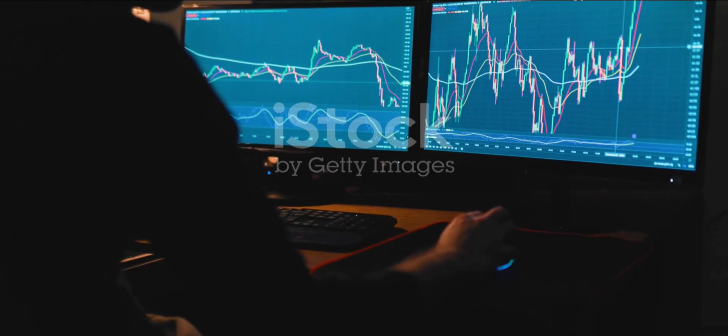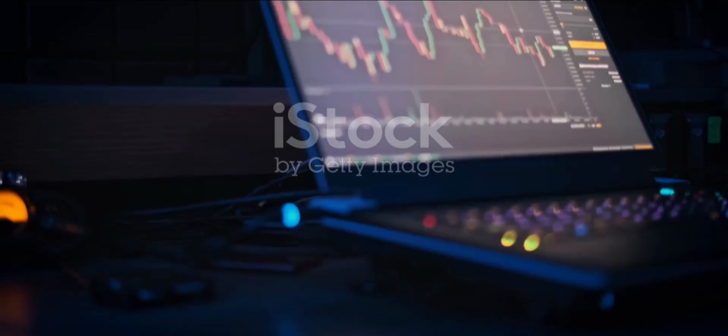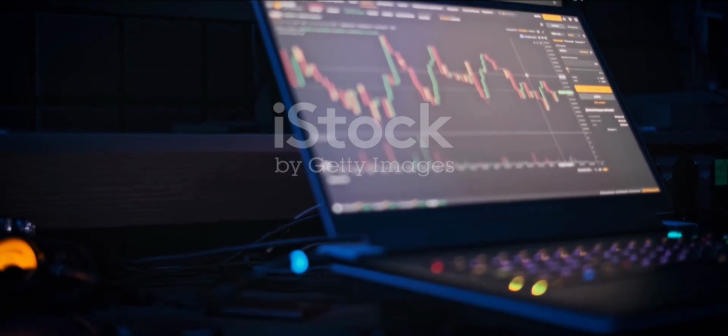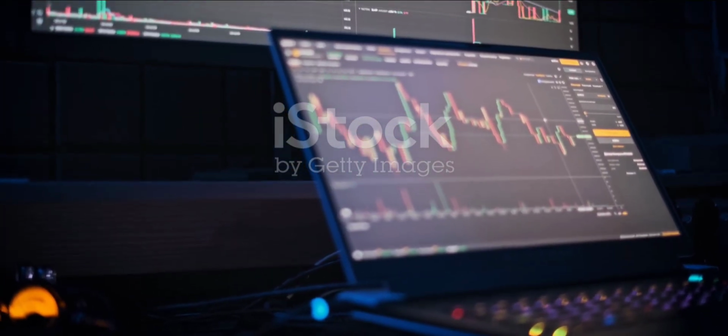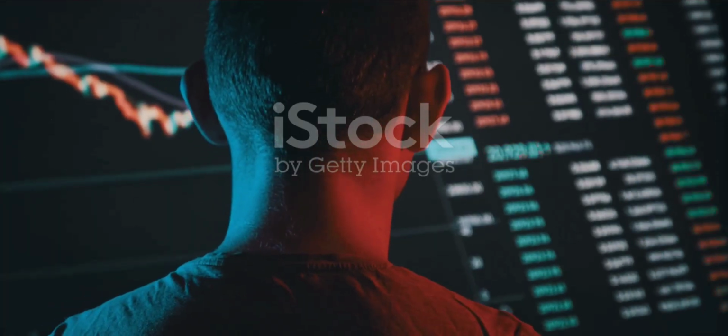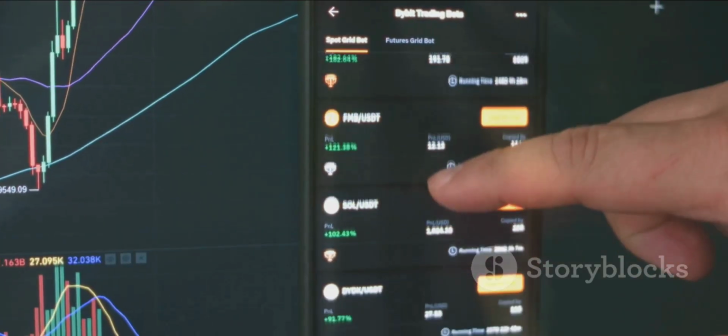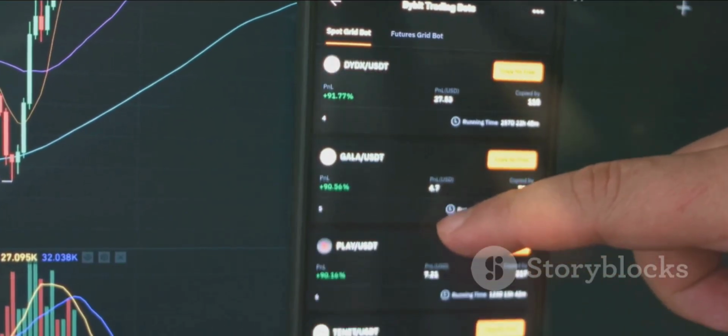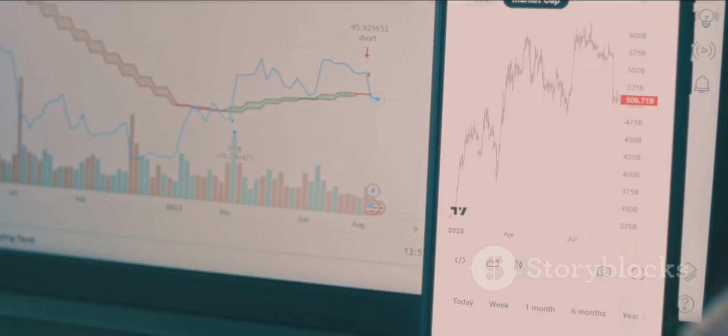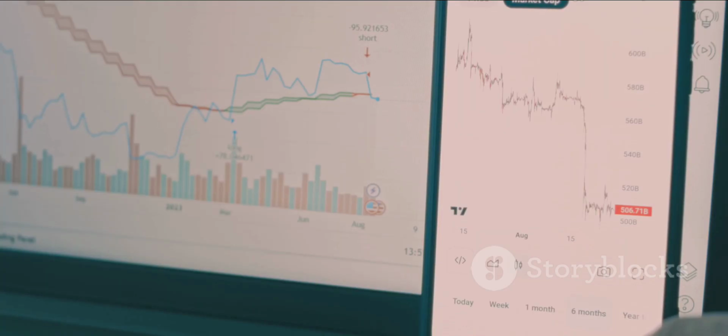The MACD is powerful, but it's not foolproof. False signals happen, especially because the MACD lags behind real-time price action. Never trade on MACD signals alone. Always confirm with price action or another indicator like RSI. If the MACD says buy but RSI says overbought, think twice.